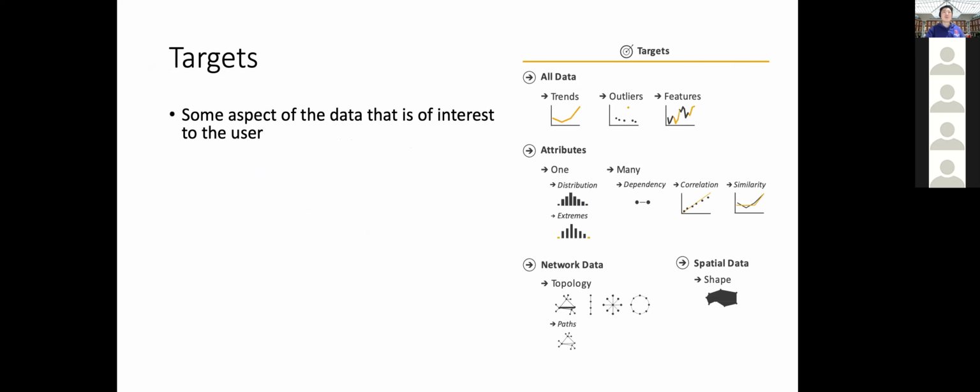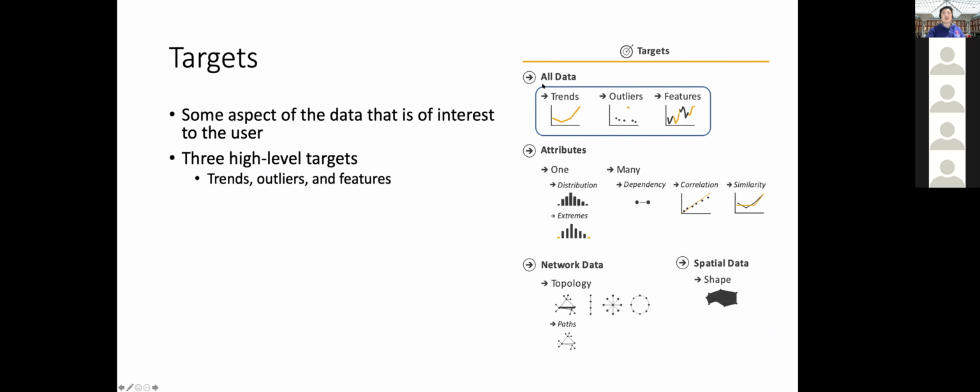Okay, so the target is the part of the data that's interesting to the user, and you can have 3 levels of task, where something involves all the data, and you can have trends, outliers and features. Obviously, I guess trends are easier to see, because that's something which involves all the data. That's quite easy to see.